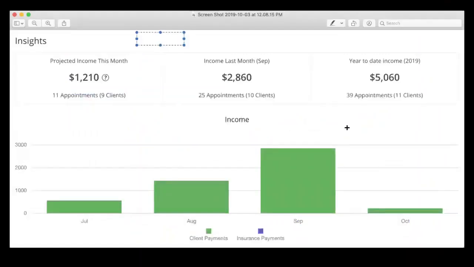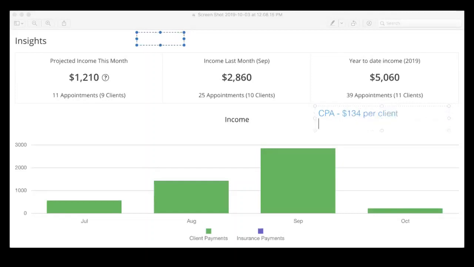So let me come back here and share this again. Okay, and let me pull open my text again. To wrap this up, cost per acquisition is $134 per client. Lifetime value right now is, what did we say that was? $5,060, about $460 per client. That means that for every $134 that she spends on ads, she's going to make $460.